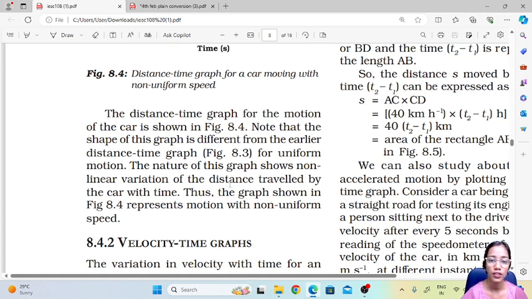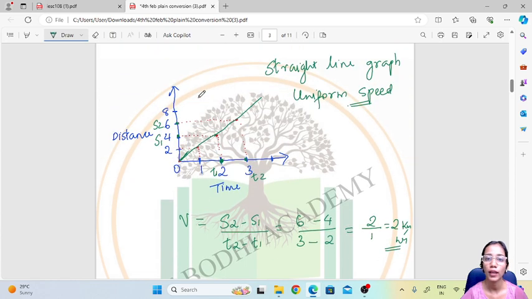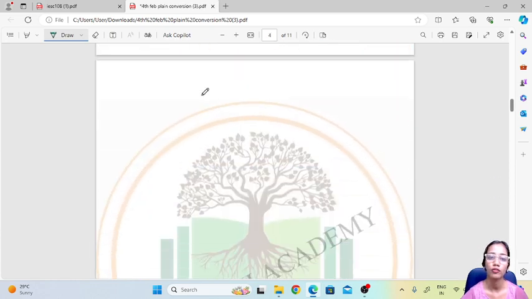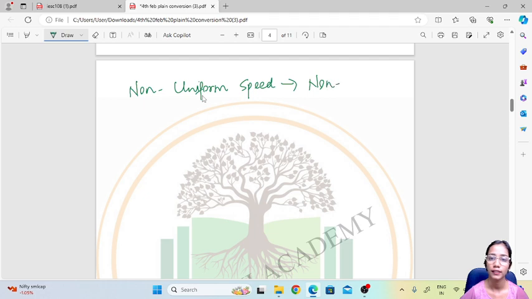The nature of this graph shows a non-linear variation of the distance traveled by the car with time. So for uniform motion you get a straight line graph, and for non-uniform speed you will get a non-linear graph.